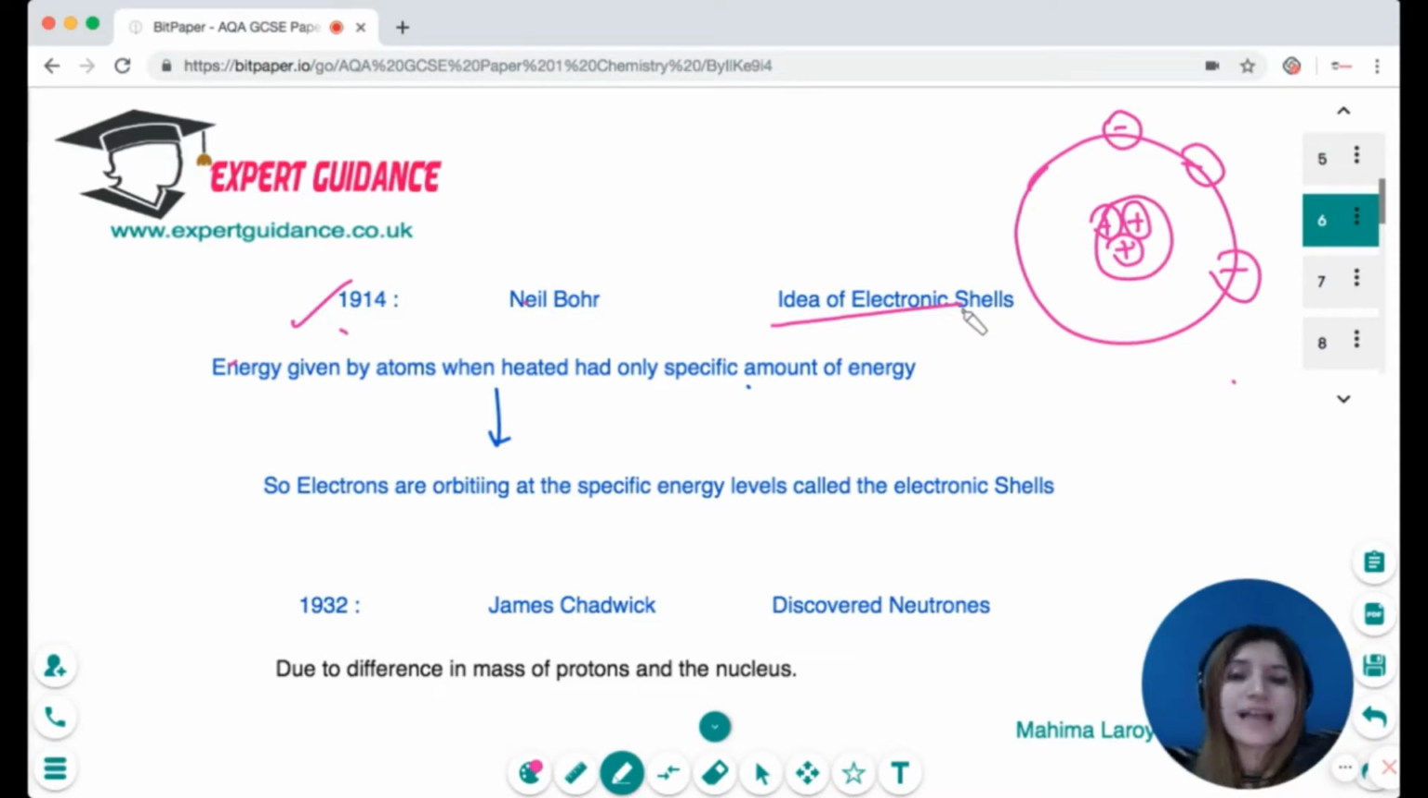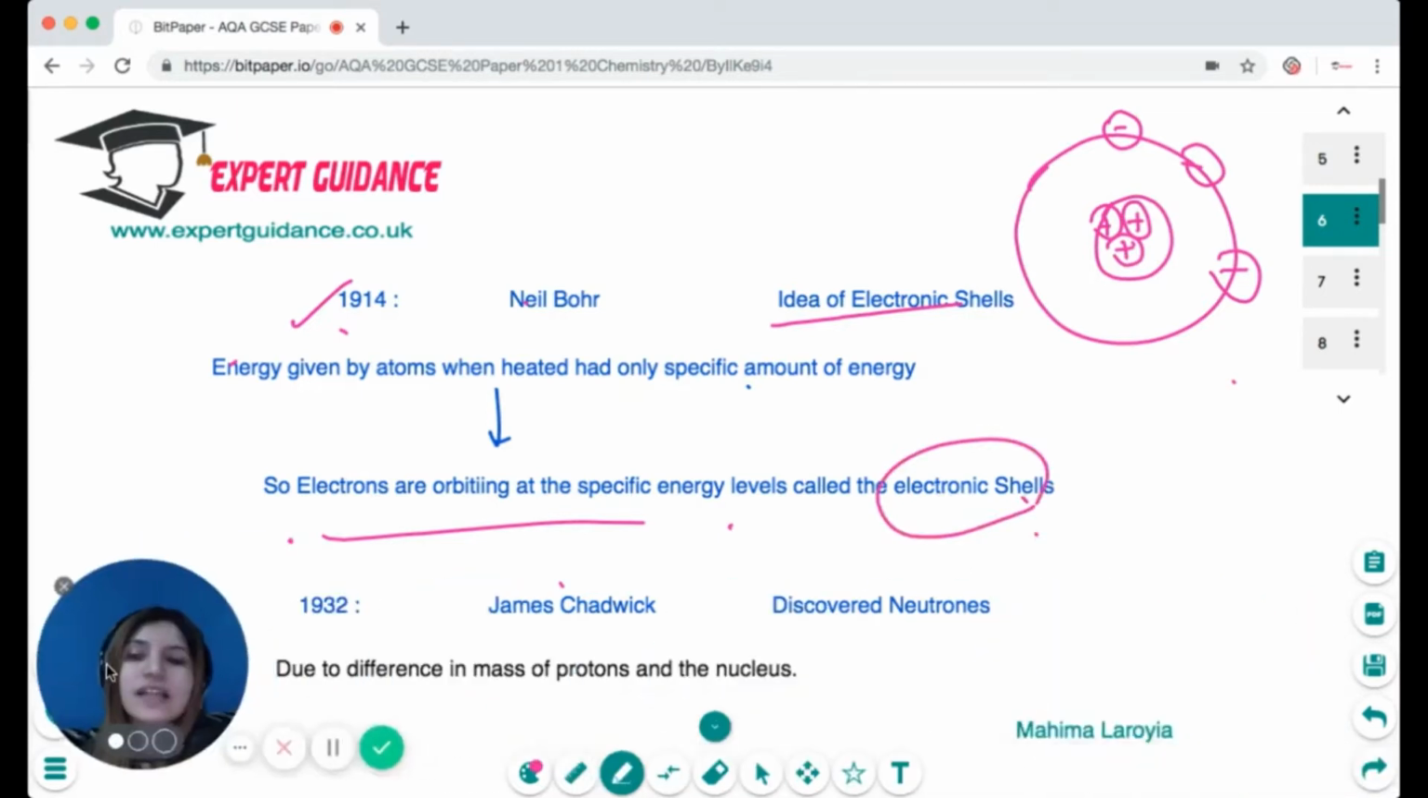So what was happening is the electrons which were orbiting were taking those energies, and then when they were coming back to their ground state, they were emitting the energies. And these energies were of a specific amount. So he concluded that electrons are not just orbiting anywhere around the nucleus, they are orbiting at specific energy levels called the electron shells.